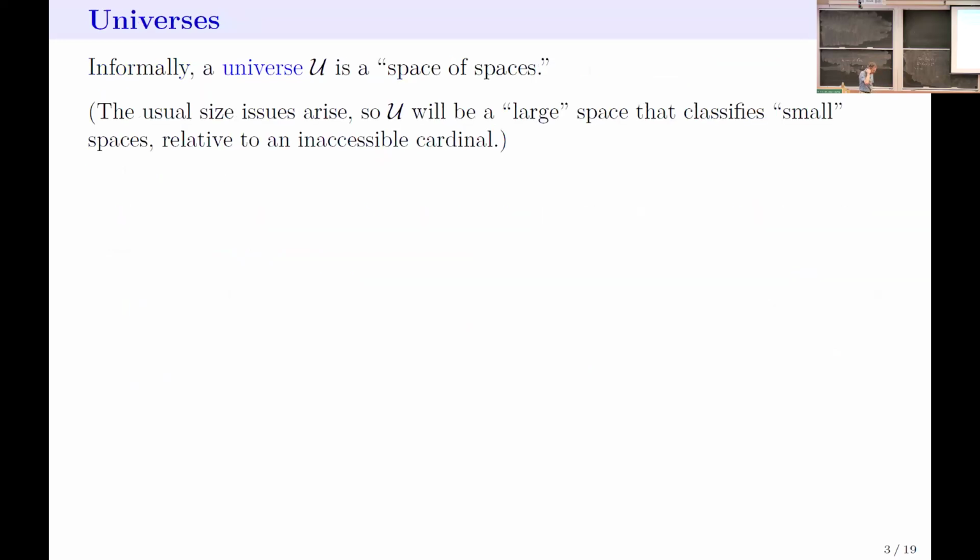The intuitive idea of a universe is that it's supposed to be a space of spaces. Now, just as in set theory, there are size issues. So the universe will be a large space, and it should be classifying small spaces. Technically, you might choose an inaccessible cardinal to decide which things are large and which are small, but I'm not going to get into the set theoretic distinctions. Just keep in mind that the usual spaces we deal with will be called the small ones, and we're allowing ourselves some larger ones so that we have spaces big enough to be universes.